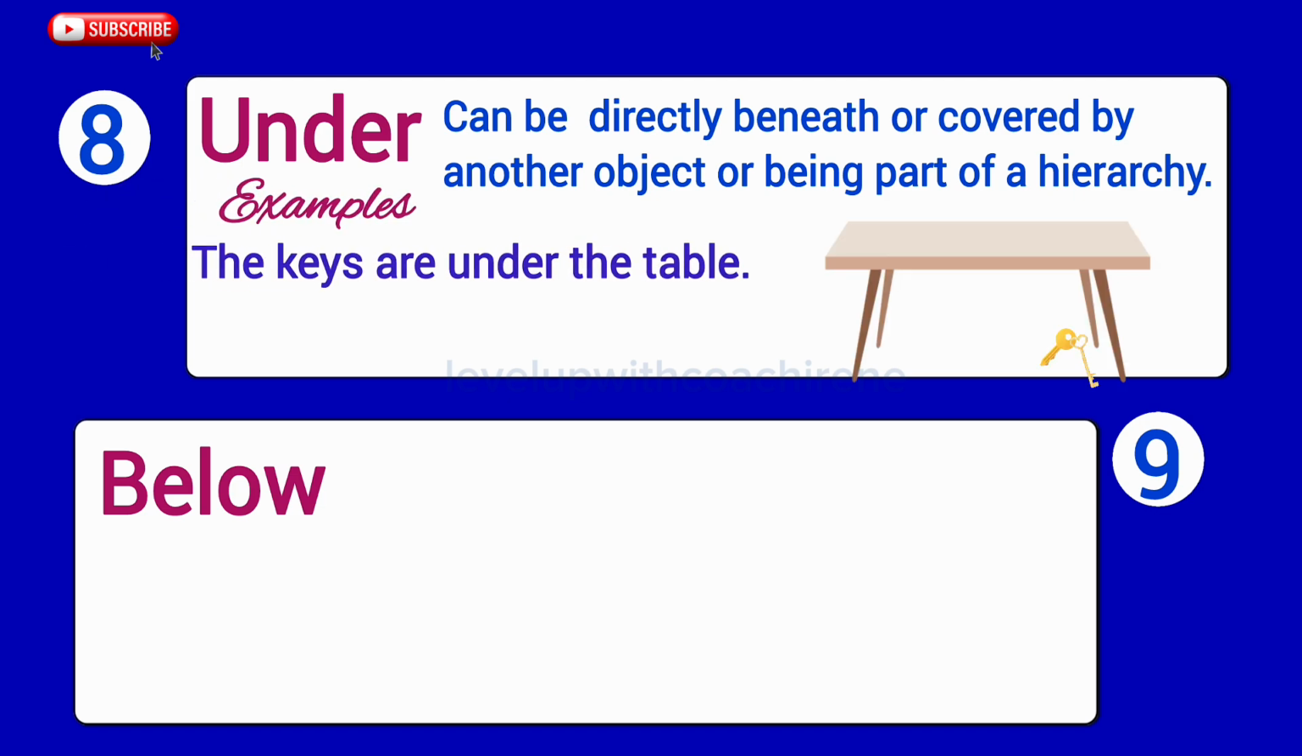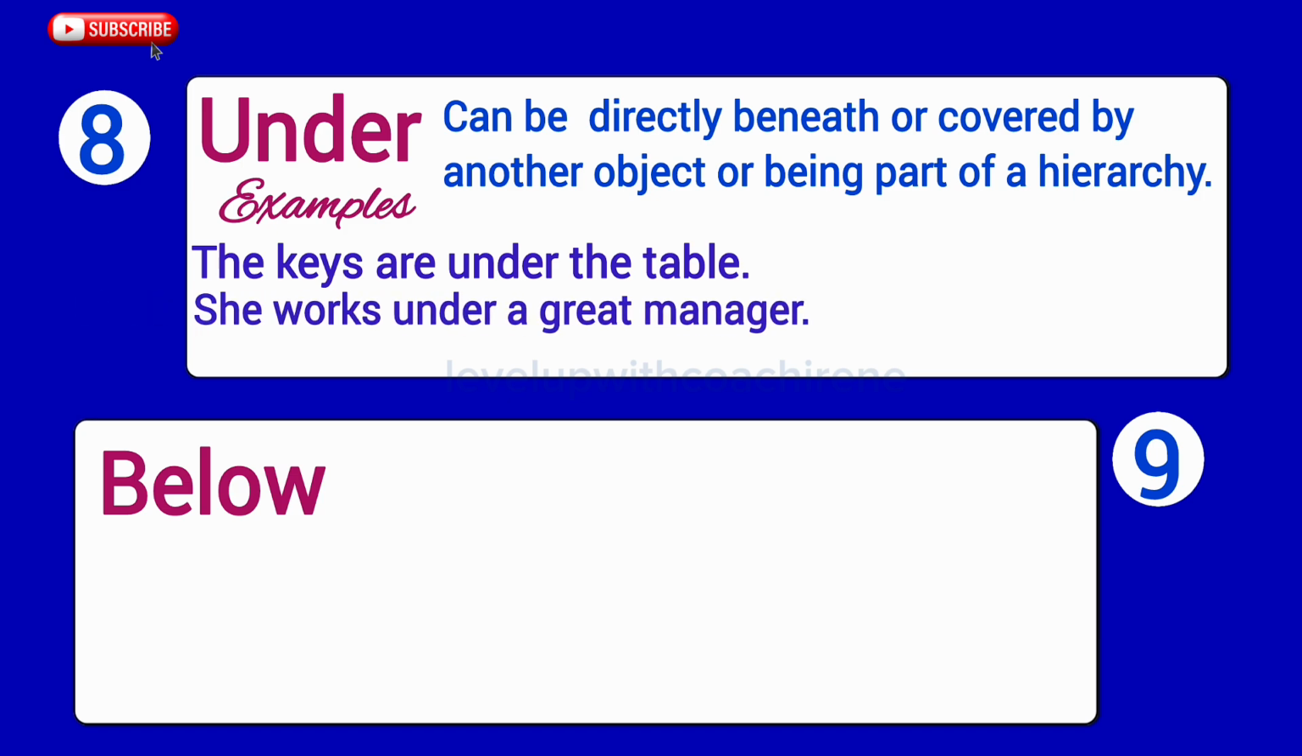For example, the keys are under the table. This sentence implies that the keys are directly beneath the table, possibly touching the floor or table legs. Another example would be, she works under a great manager. These indicate hierarchy, where the manager is in a higher position. The first sentence implies physical position, whilst the second is figurative.